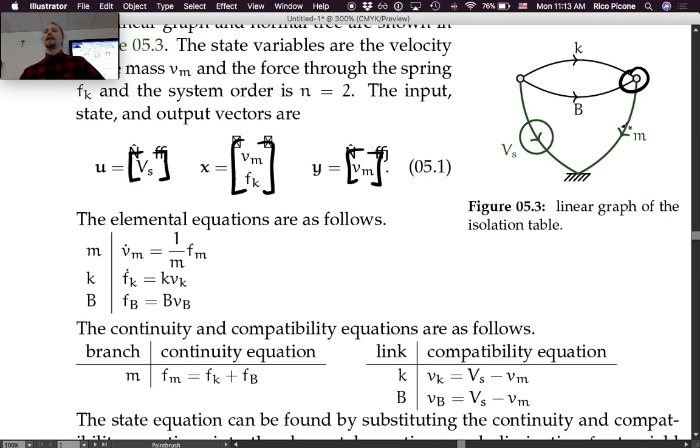So it's leaving the node. The force on the mass is leaving the node, so it's equal to everything going into the node. So Fk plus Fb. There's that. Compatibility equations, we need one for each link, right? So one for K, one for B. And they both connect across the same terminals, so they both equal the same thing, which is Vs minus Vm.